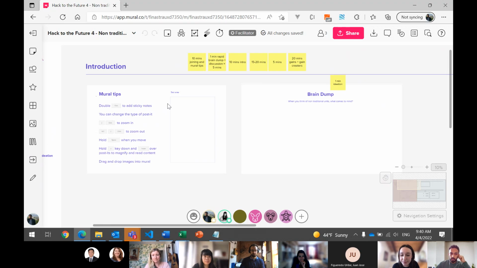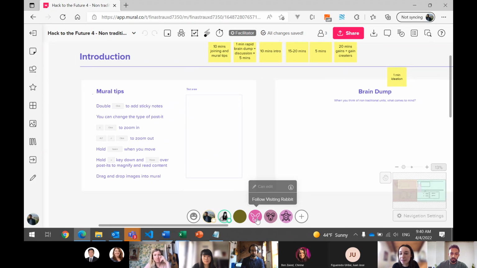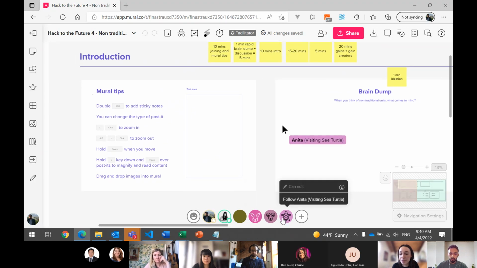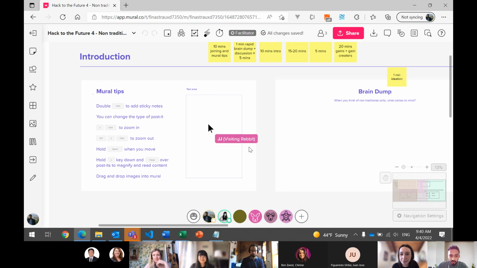So I see, let's see, 1, 2, 3, 4, 6. I see 6 in here. I think we're waiting just for a couple more people, and then we can get started. Yeah, I see animals here. See a bunny, a turtle.